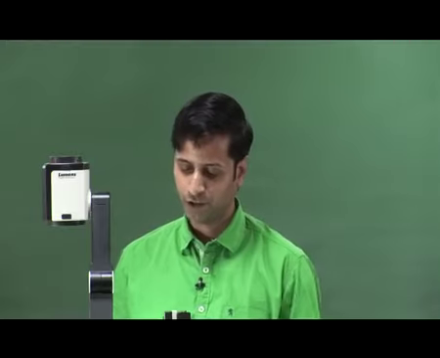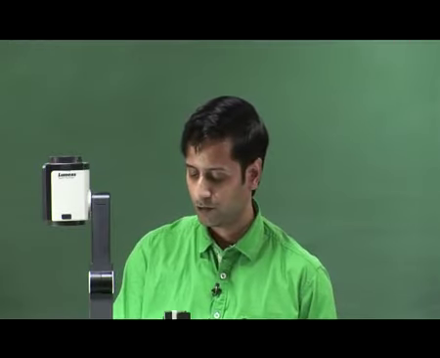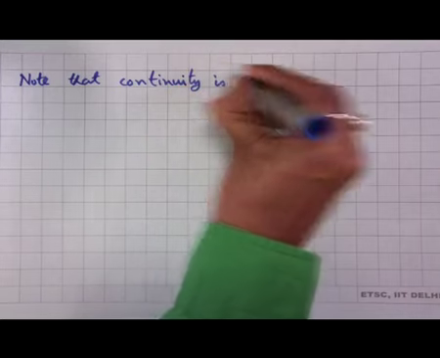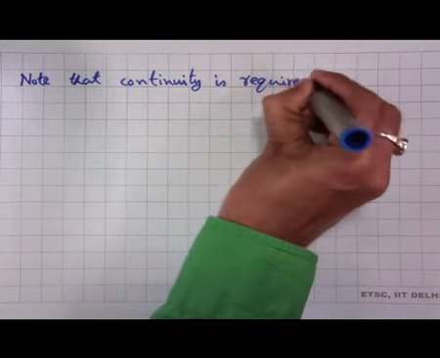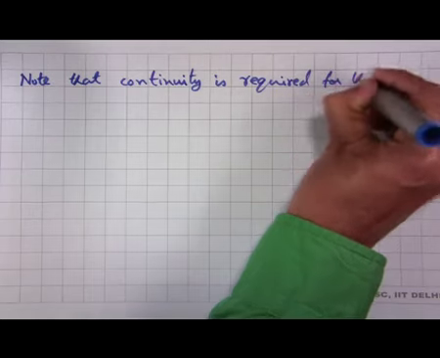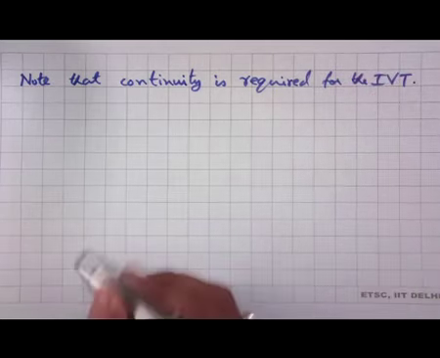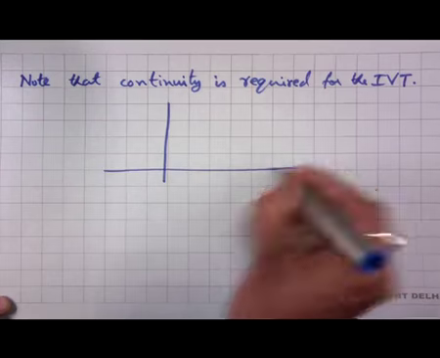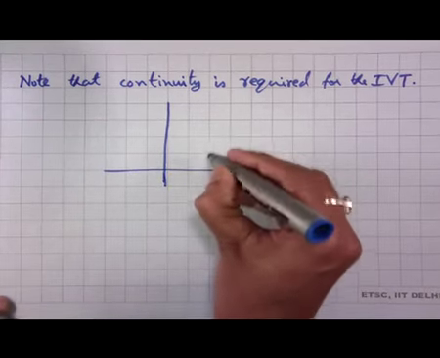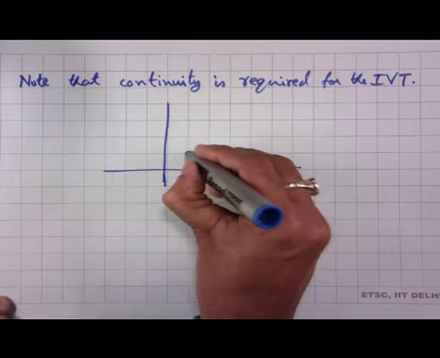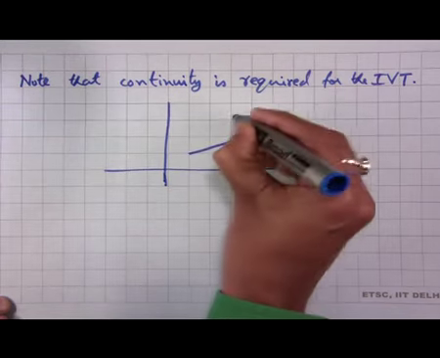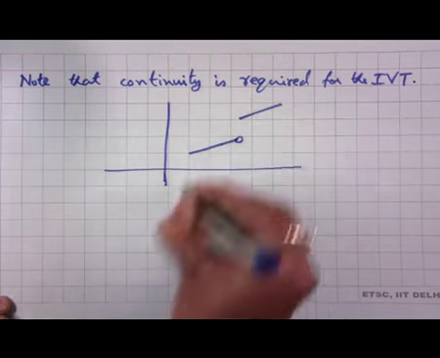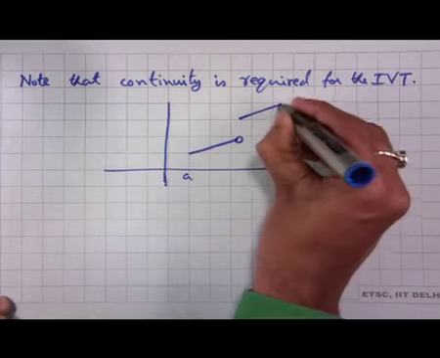You should note that continuity is required for the intermediate value theorem, because otherwise, if we allow a discontinuous function, then I can have a function like this. This is my A, this is B.